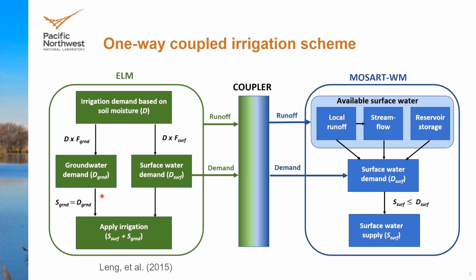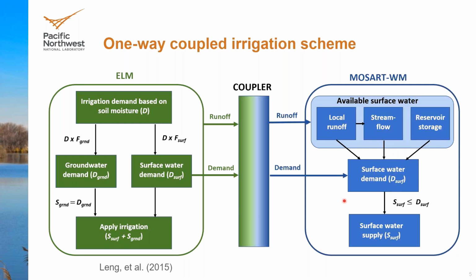And then the surface water and groundwater demand will be applied to the cropland by assuming the water is freely available, meaning the demand can always be met. When it couples with MOSART WM, the water management model can use that information to inform the irrigation water extraction, as I said before, in the MOSART water management model.